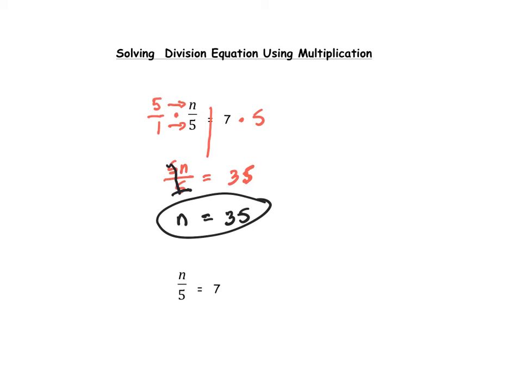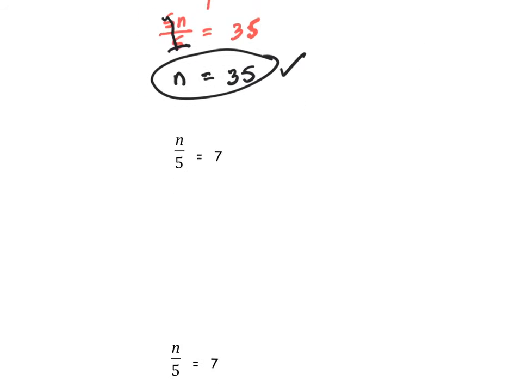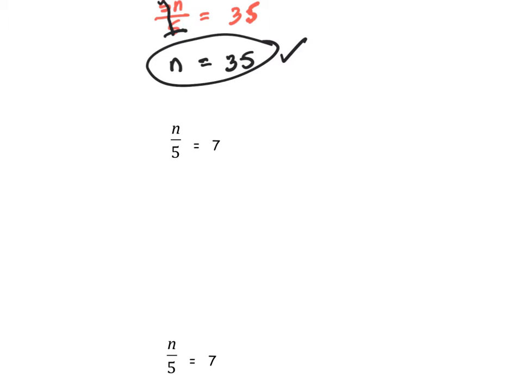If I wanted to check it, I would go to the original equation. I would replace n with 35. I would divide it by 5, and it gave me back 7, which is the original equation. Then I know that my answer is correct, and it is. So there's a couple different ways we can show this, and that's just what I wanted to demonstrate on this. So let's move to the next.